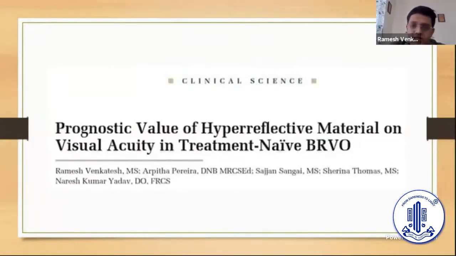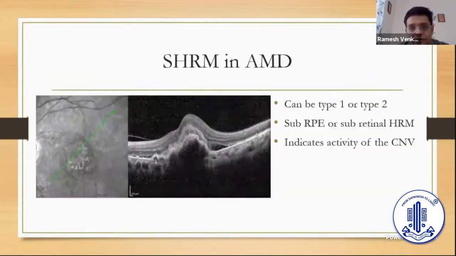So we published this paper as well, where we said that there is this hyperreflective material which you get in vascular diseases involving the retina, such as in treatment-naive BRVOs as well. And that also indicates a poor prognosticating factor if it is associated underneath the fovea.